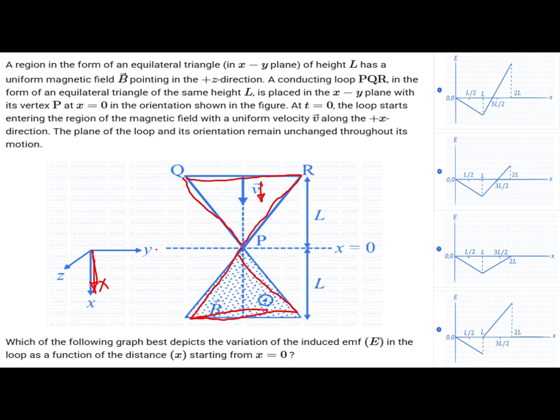The plane of the loop and its orientation remain unchanged throughout its motion. Which of the following graphs best depicts the variation of the induced EMF in the loop as a function of the distance x starting from x equal to 0? So there are 4 graphs shown here. So we have to decide which of these 4 will correctly give the relation between EMF and x. Okay, so this is the question.